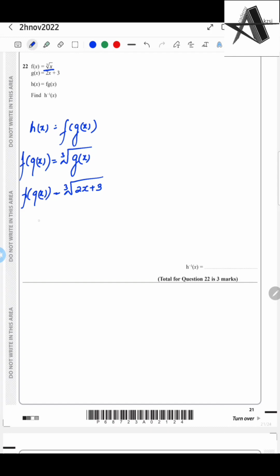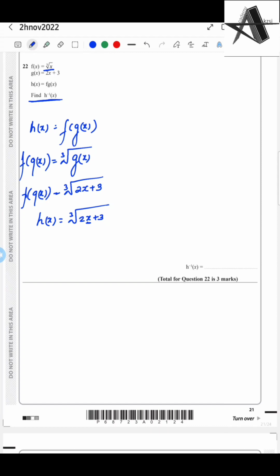This is f of g of x, or h of x, the cube root of 2x plus 3. Now the next step is we have to calculate h inverse x. To calculate h inverse x, I need to make x the subject. If you're not aware how to calculate inverse functions or composite functions, I have made a video on YouTube. You can refer to that. It will help you.